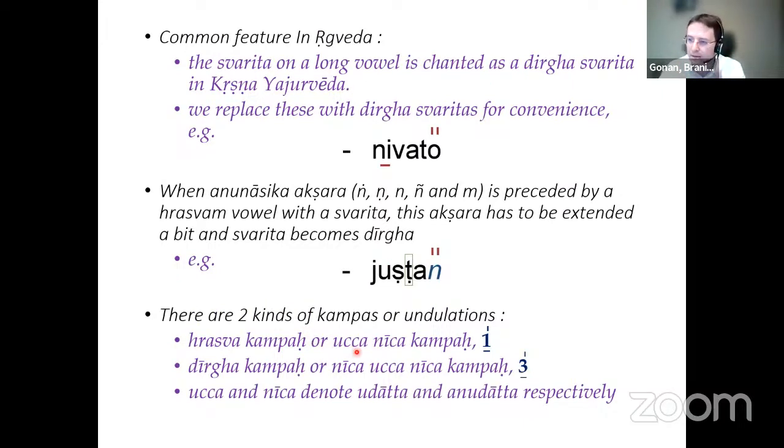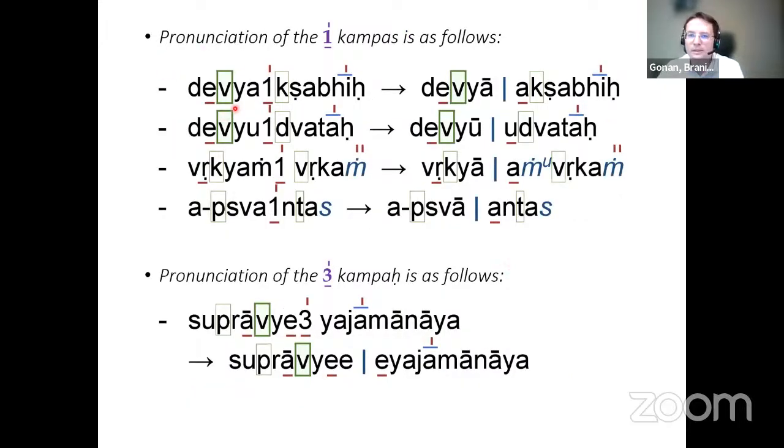This is the term the acharya used: ucha. Ucha is nothing but udata, and nicha is anudata. So udata is ucha. So udata, anudata is this first undulation or kampa. So the first kampa is udata, anudata. Let us see immediately the example.